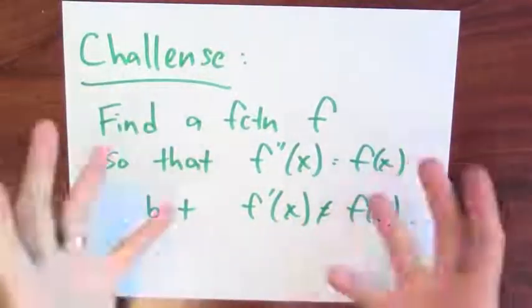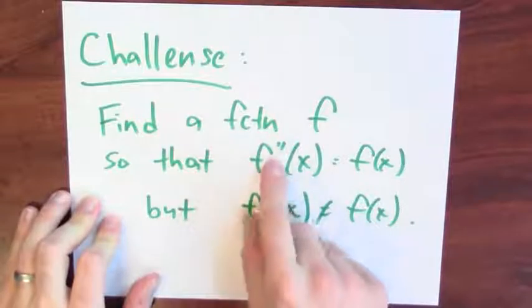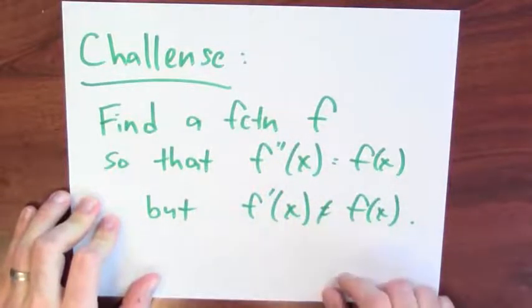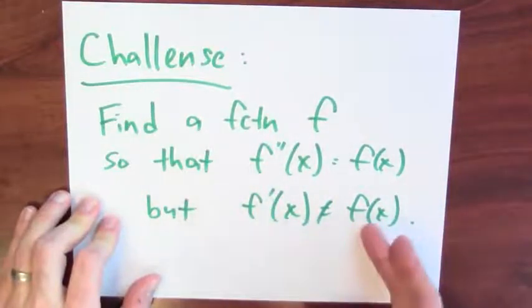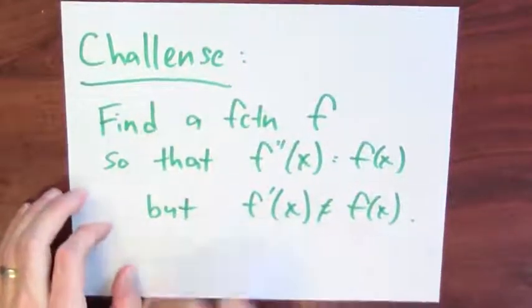And if you can do this, you can ask the same question for even higher derivatives. We know a function whose fourth derivative is itself, but none of the earlier derivatives are the function again. Can you find a function whose third derivative is itself, but the first and second derivatives aren't the original function? It's a fun little game to play. Anyway, it's a little challenge for you to try to find such a function.